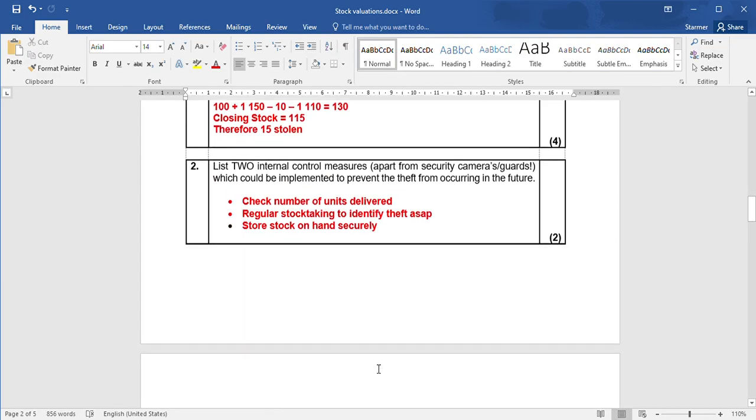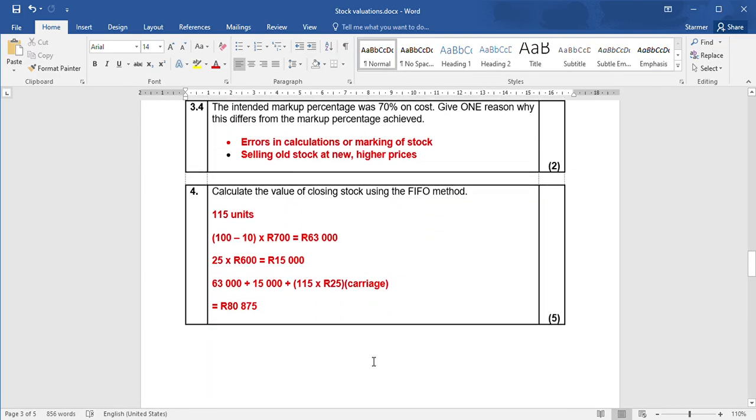So if you go down here to the calculation now, you say you've got 100 minus the 10 gives you 700, and then 25 at 600 gives you 15,000. You add those two together, and then don't forget to add in your carriage here, which is your number of units that you've got on hand times the 25 Rand per unit, and that will give you 80875. So this is an important thing to focus on. Do not forget to subtract anything that was returned, and then the second thing, do not forget to add the carriage.